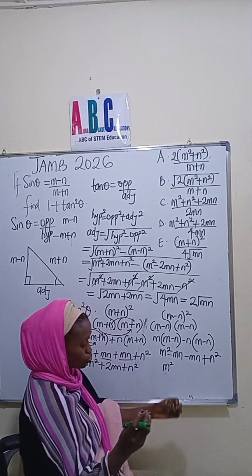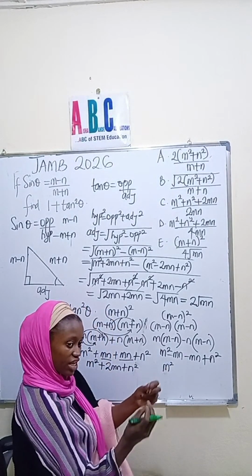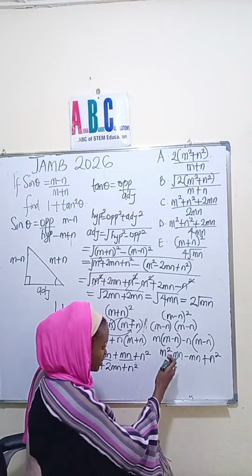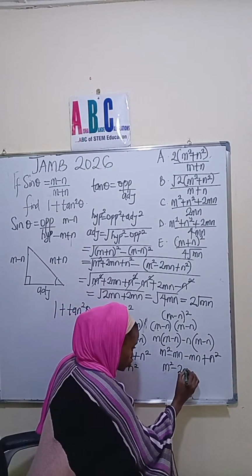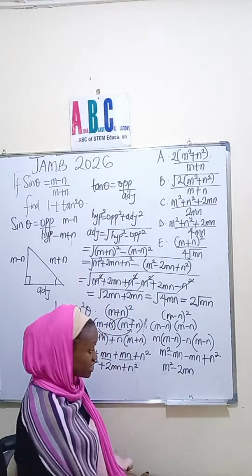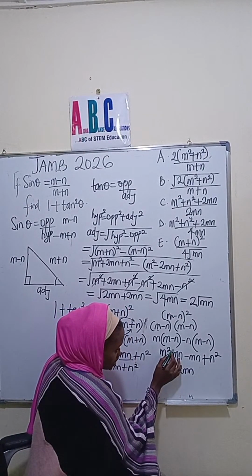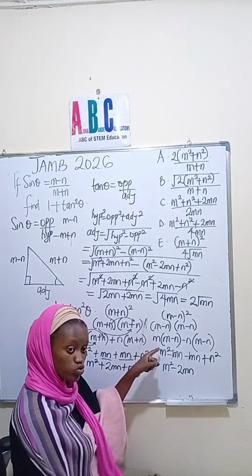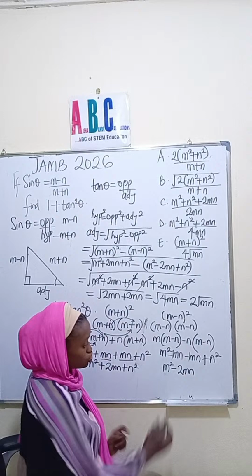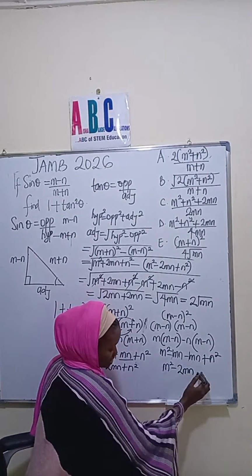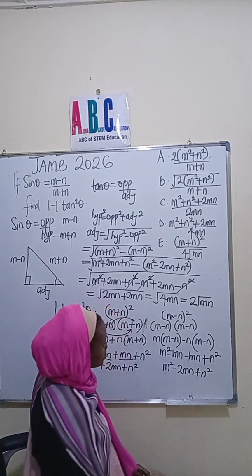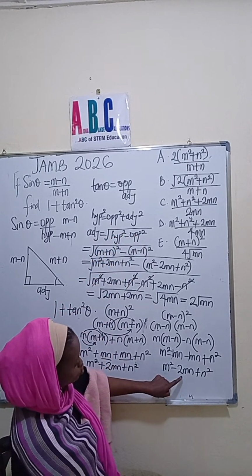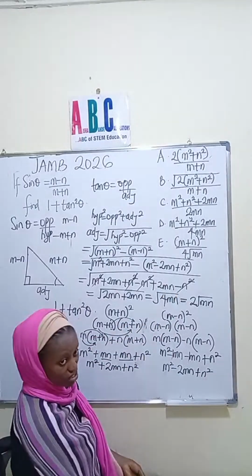We are going to add up, bring the like terms. Minus mn minus mn are like terms. Minus mn minus mn is minus 2mn. Why is it minus 2mn? Because this mn has an invisible one here. This one also has an invisible one here. So minus 1 minus 1 is minus 2. You put the letters mn, then plus n squared. That's how I got m minus n squared as m squared minus 2mn plus n squared.